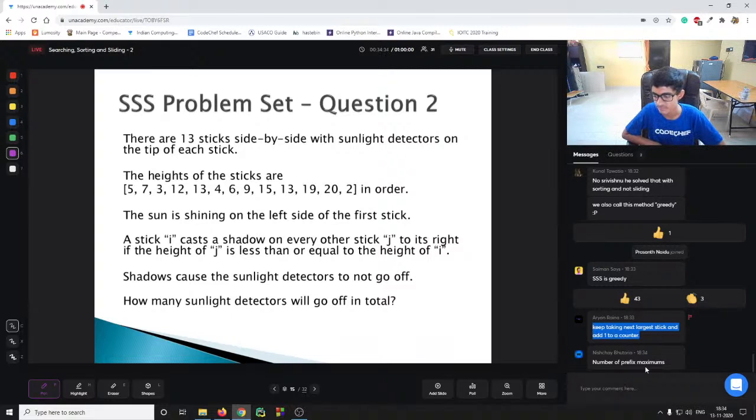Number of prefix maximums. I am not exactly sure what you mean by that. Nishay says the number of prefix maximums, but I don't exactly get what he's trying to say by that. If you could explain, Nishay.